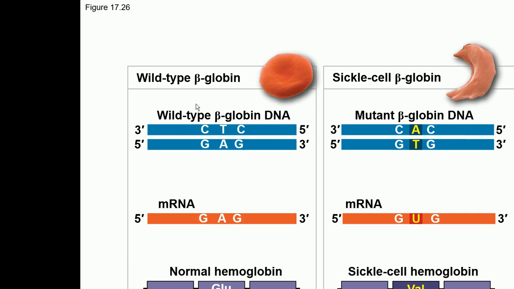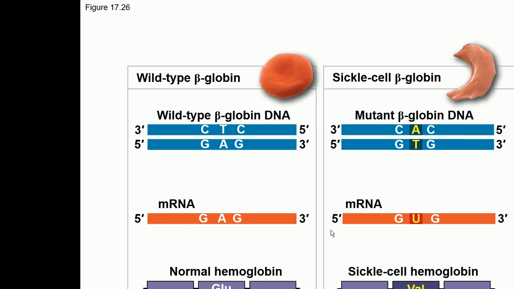And as a result of that, there's a change in mRNA. In the mRNA, it is GAG, and the mRNA in sickle cell anemia is GUG. And as a result of that change in mRNA, there's a change in amino acid. In the normal hemoglobin, the amino acid is glutamate, which is a charged amino acid, and in the diseased state, it is valine. Valine is a non-polar amino acid. So this is a typical example of point mutation, and it causes sickle cell anemia.